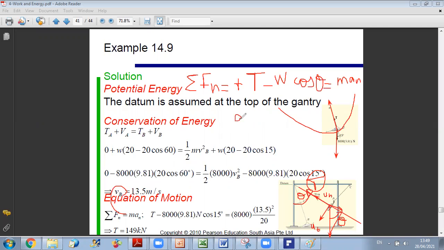And what is AN? AN is V square over rho. The velocity at the point over the radius of curvature. The radius of curvature R here is the radius of the circle, the length of the cable, because I'm rotating around this point and I am attached to the point by the cable, so R is equal to 20 meters. Okay, now we found the expression of T. T here equals mV square over R plus W cosine theta. Okay, this is T as a function of V and theta.